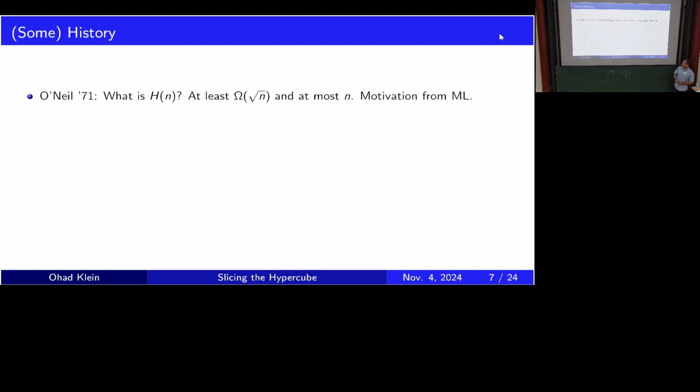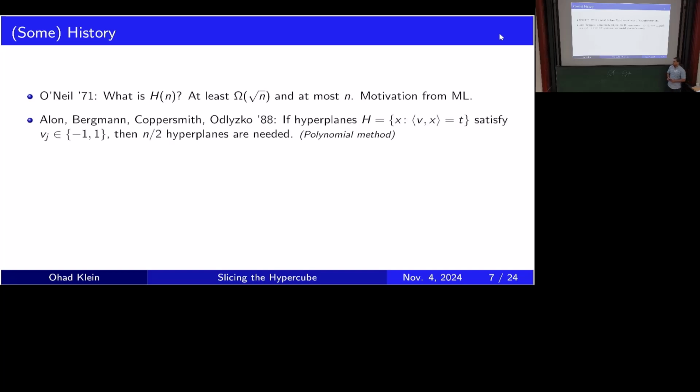This is one application, and now I want to give some history of this problem. This problem was first introduced in the 70s, and O'Neill asked what is the value of h, and he gave the motivation we just discussed. And he also showed the lower bound of sqrt of n for this value. We will see in a moment this argument.